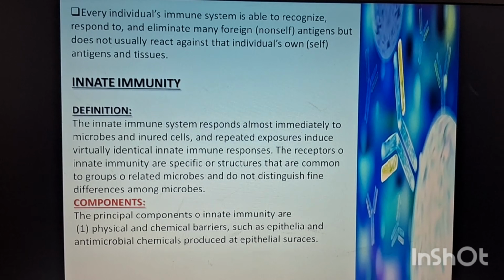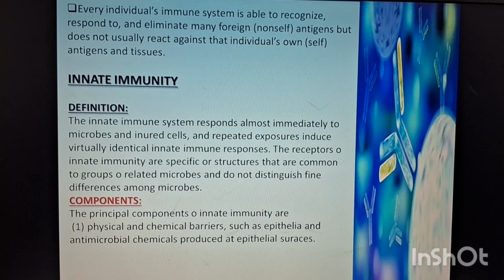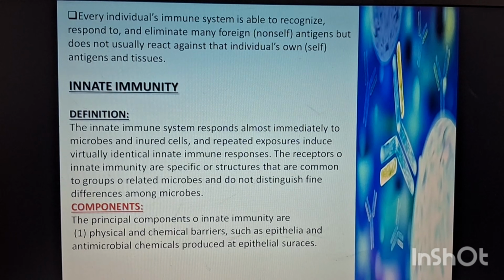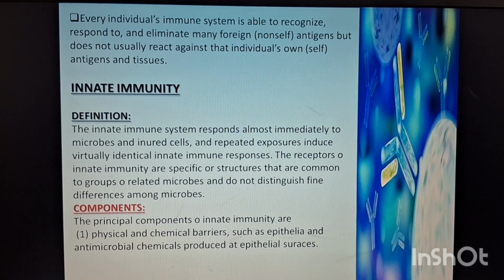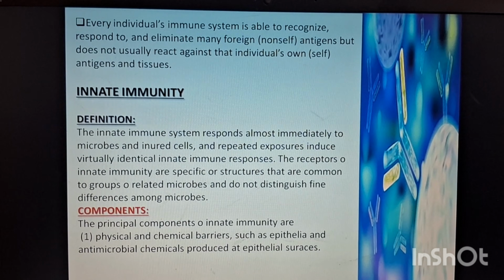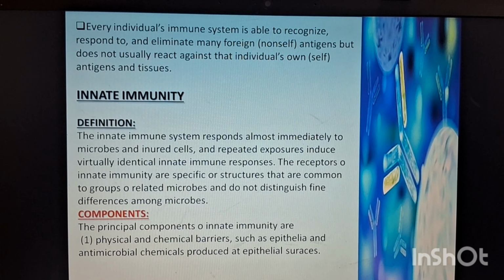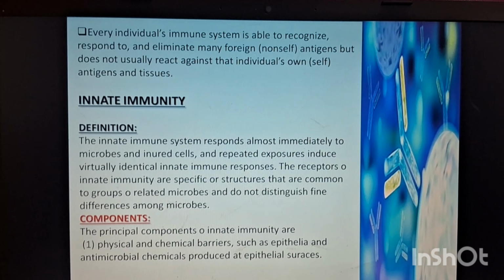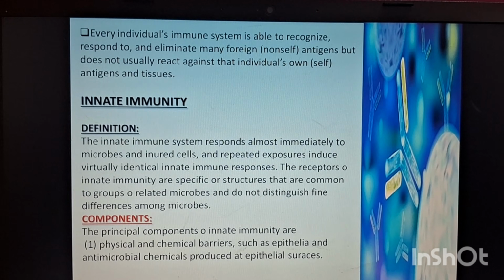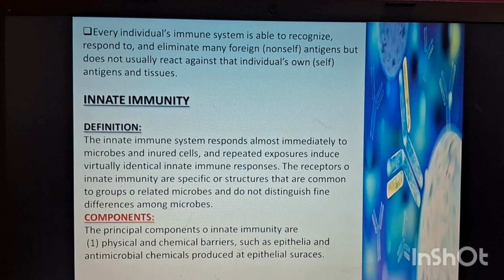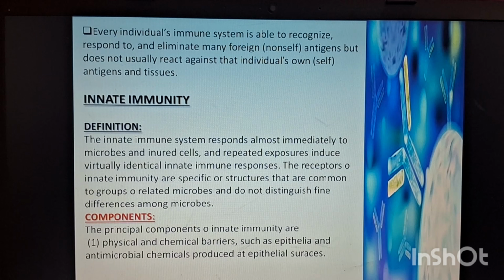Next, short note on the innate immunity definition. The innate immune system responds almost immediately to microbes and inert cells, and repeated exposure induces virtually identical innate immune responses. The receptors of innate immunity are specific for structures that are common to groups of related microbes and do not distinguish fine differences among microbes.